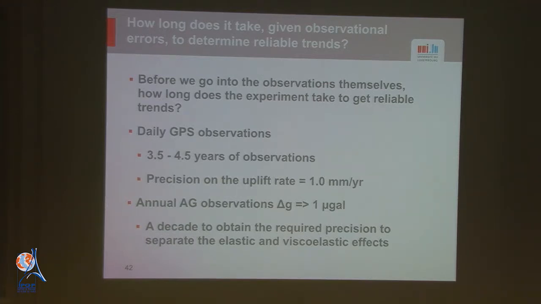With annual absolute gravity observations, we know it has a precision of about 1 microgal. It would take a decade to obtain the required precision to separate these two signals out. We didn't tell NASA that when we went into this, and we've been able to find additional support as we went along. If they knew that it would take a decade, they would have never given us the money in the beginning to do it.